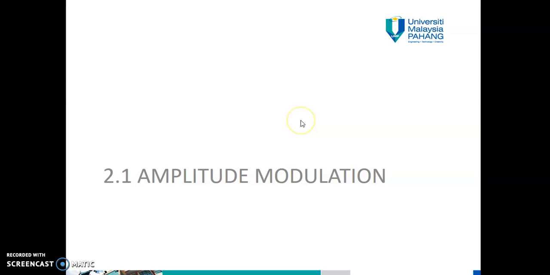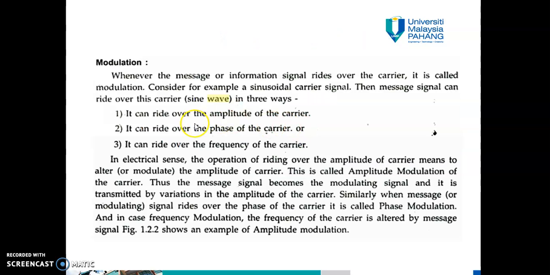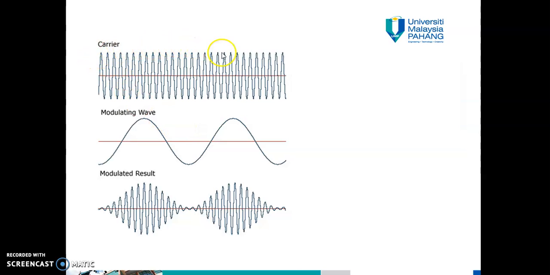Now, in amplitude modulation, this is a basic review of the modulation process, which we also call the modulator. What is the function of the modulator? The modulator combines the baseband signal or information signal with the carrier, and then transmits. In this case, we are using an AM modulator. So basically, this is the AM signal. This is the carrier signal, this is the modulating signal, which means the information signal, and this is the output, the AM signal, how it looks.